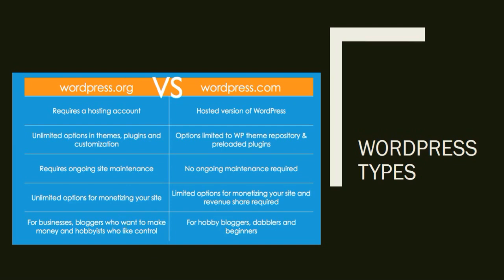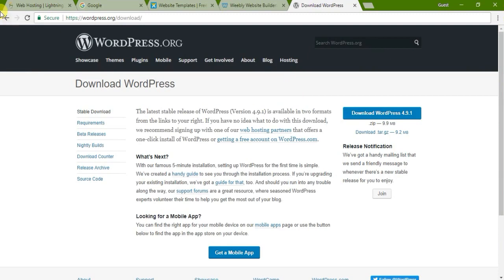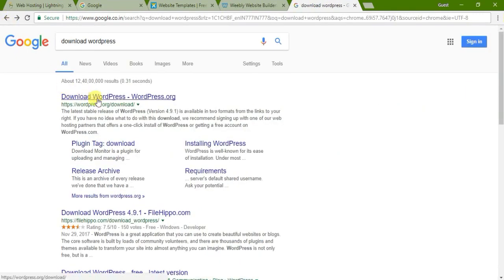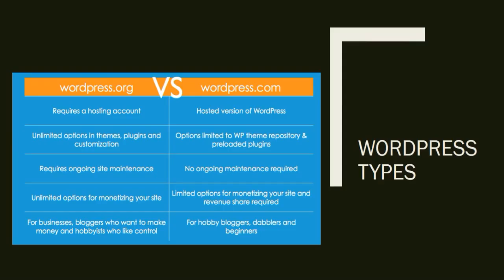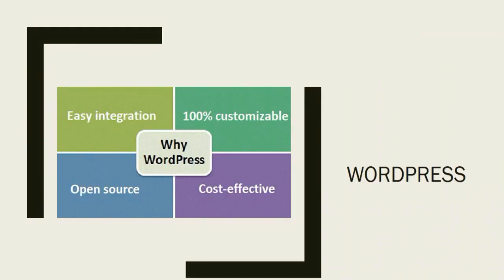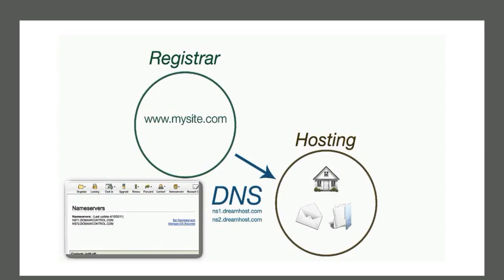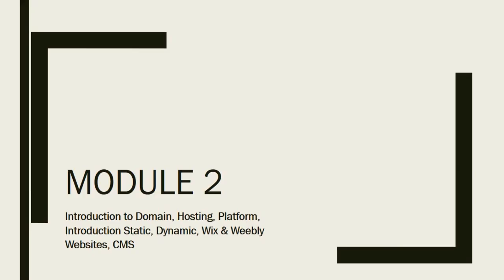So for people who didn't know previously what WordPress.org and WordPress.com are, this is the difference between them. And of course, they are different websites. You can see here, this one comes with .org and that comes with .com. So this is complete information about WordPress, as well as static, dynamic, Wix and Weebly websites, and what a platform, domain name and hosting are.